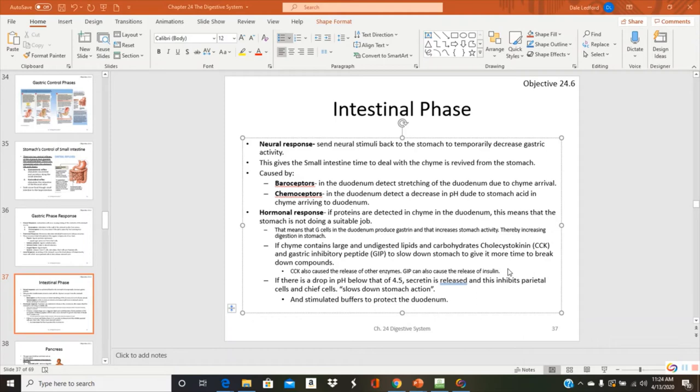So what we're going to see is you're going to produce more gastrin, which helps increase digestion. And if chyme contains a lot of lipids and carbs, we make a hormone called CCK and gastric inhibitory peptide. And that will slow the stomach down to allow it to break those compounds down. CCK is released.